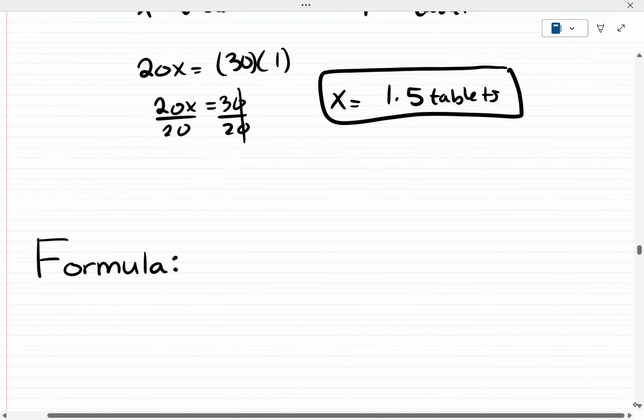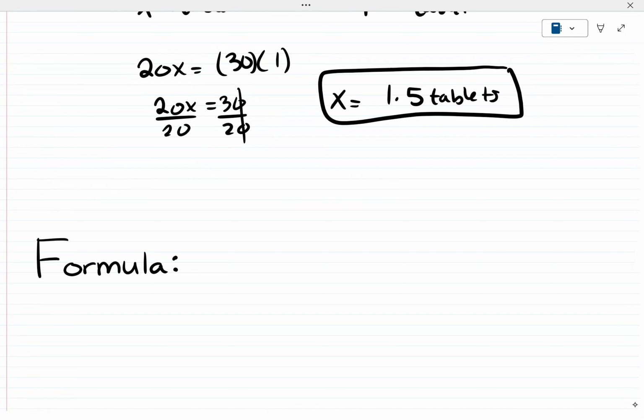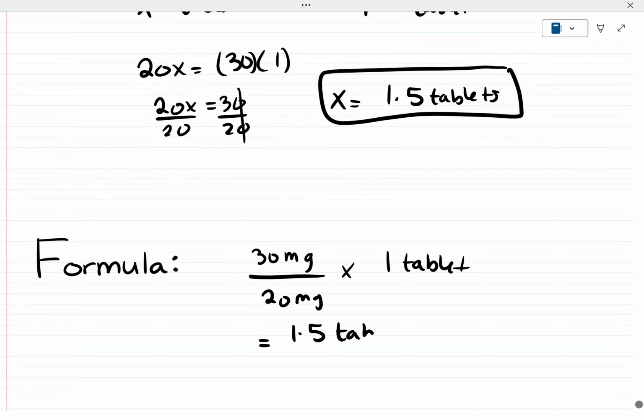Okay, the formula method, desired over have times vehicle. The units are all in milligrams. We don't do an extra conversion. So our desired was 30 milligrams. Our availability was 20 milligrams, and then our vehicle was one tablet. So that's exactly 1.5 tablets.